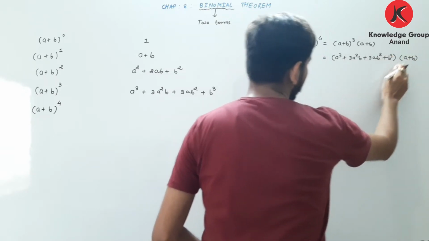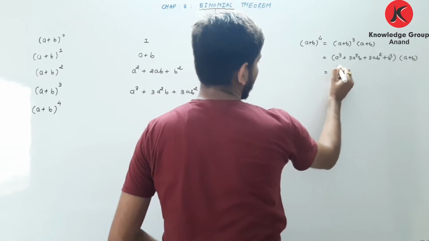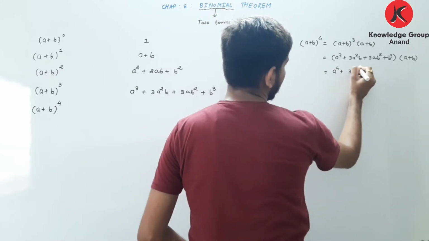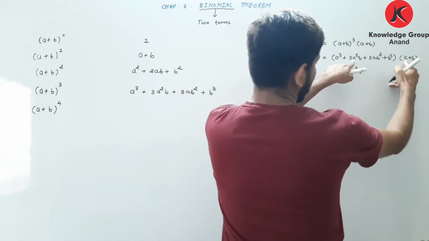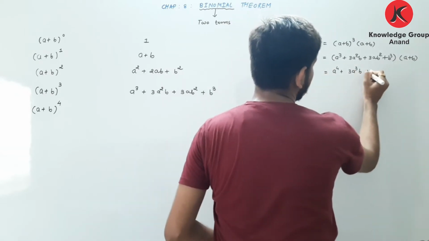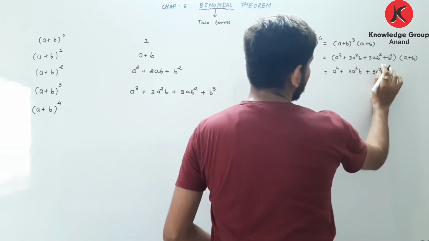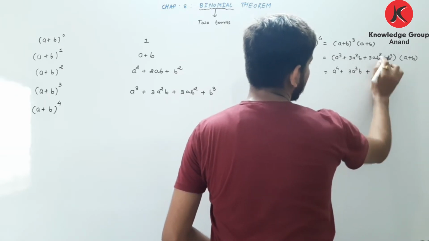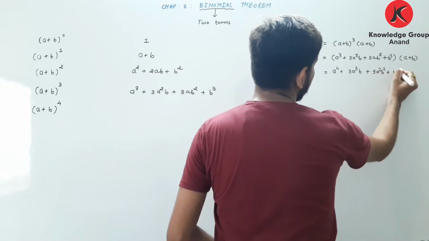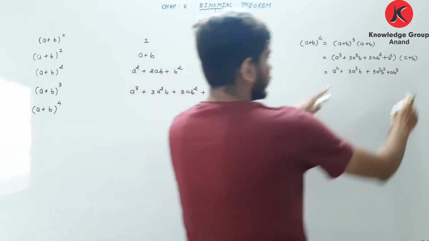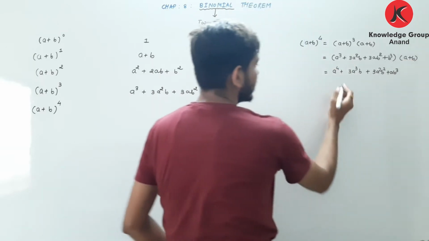Now multiply this with this. Therefore we are getting a raised to 4 plus 3a cube b. First of all multiply with a only, plus 3a square b, 3a square b square plus ab cube. Clear? So first multiply with a, then multiply with b.